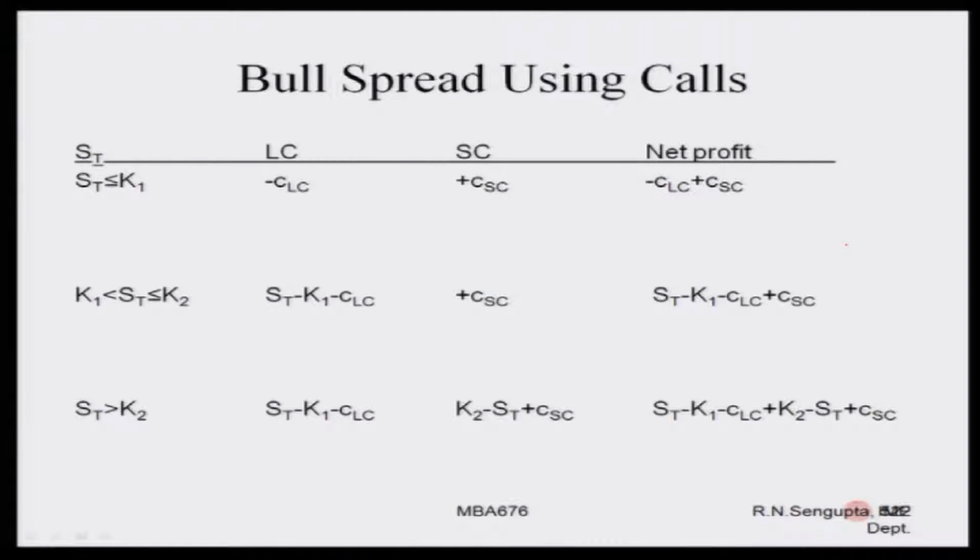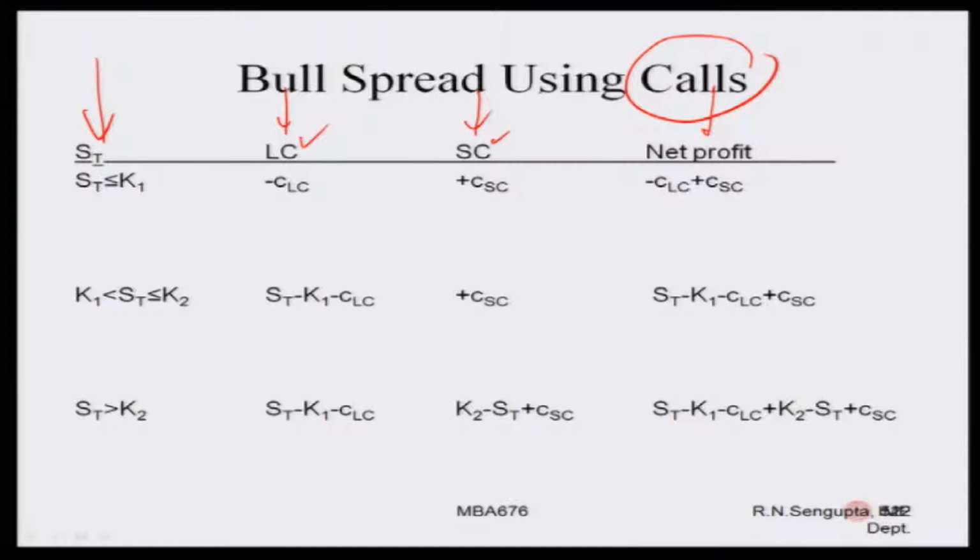So, now consider, if you remember I did mention that first we draw the diagram and then the table, or draw the table and then the diagram. Exactly the same thing. So, we are considering on the first column ST, the second column is the long call, this is the short call, and this is the net profit. So, this is basically calls only.